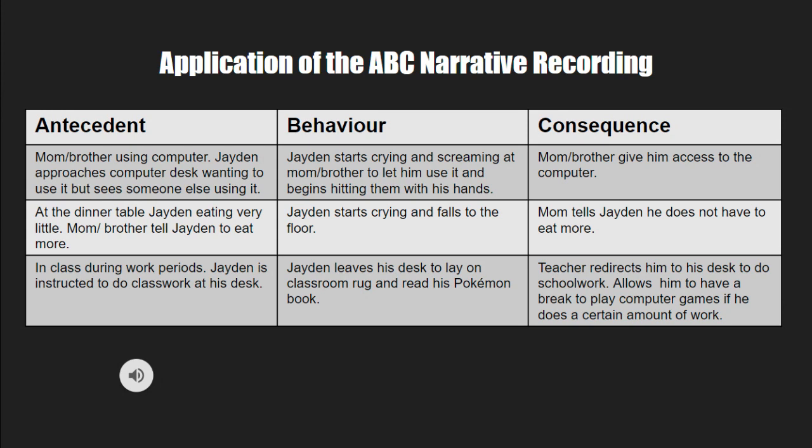The second antecedent is when at the dinner table Jaden is eating very little, mom or brother tells Jaden to eat more. That antecedent leads to the behavior that Jaden starts crying and falls to the floor. The consequence is that mom tells Jaden he does not have to eat more.